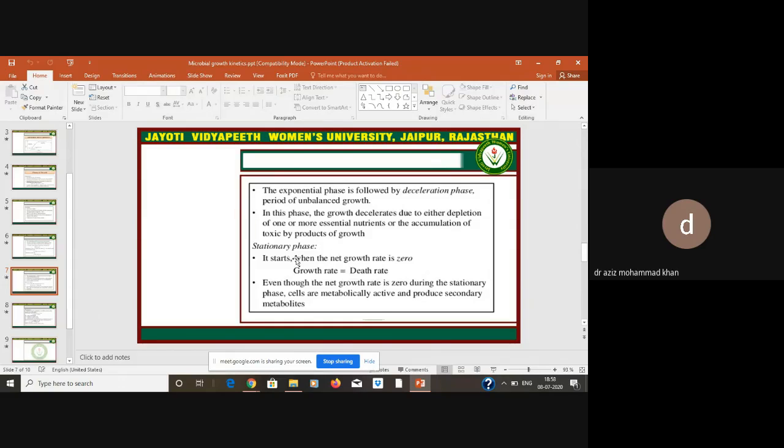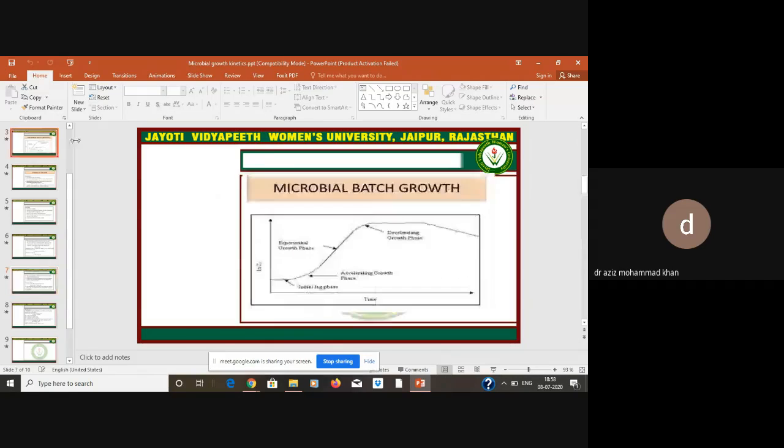Then the stationary phase is found, in which the rate of growth and the rate of death are equal. It means some bacteria will divide and the remaining bacteria will die because they are older. So simply, the concentration of dividing bacteria and the concentration of dead bacteria is equal. So it is the stationary phase, a simple curve is found here.